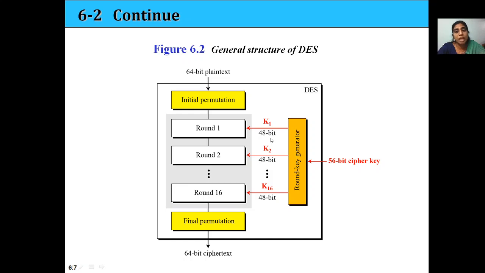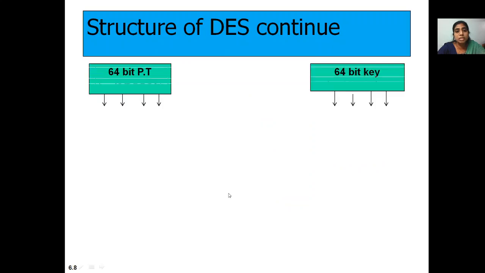Initially we had a 64-bit key which was compressed to a 56-bit key. Then at each round, that is for 16 rounds, we give a 48-bit key, and then we have the final permutation and we get the 64-bit ciphertext. So in the process of the structure of the DES, initially we take the 64-bit plain text. Simultaneously we also take the 64-bit key.